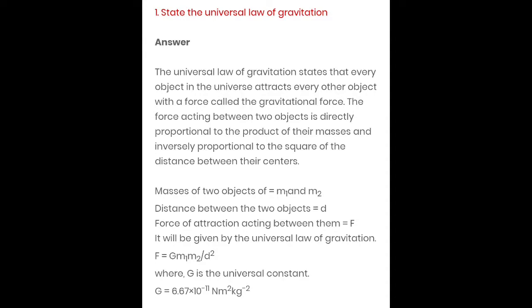Let's say two masses m1 and m2, d is the distance between the two objects, and F is the force of gravitation acting between them. So F is equal to G m1 m2 divided by d square, where capital G is the universal constant, equal to 6.67 into 10 raised to the power minus 11 Newton meter square per kg square.